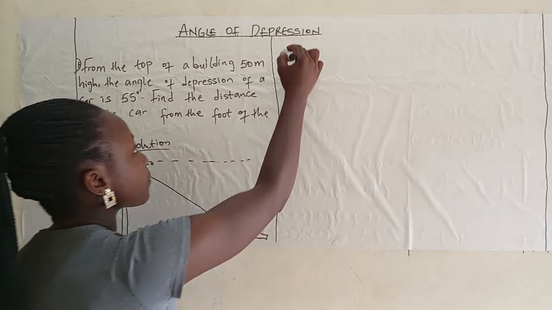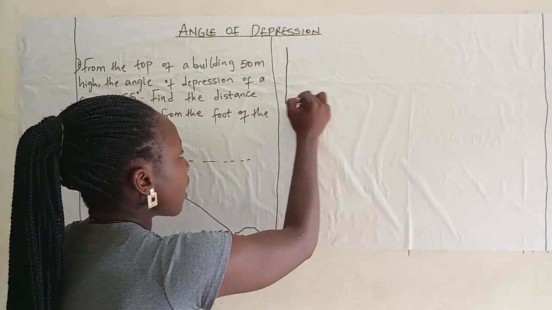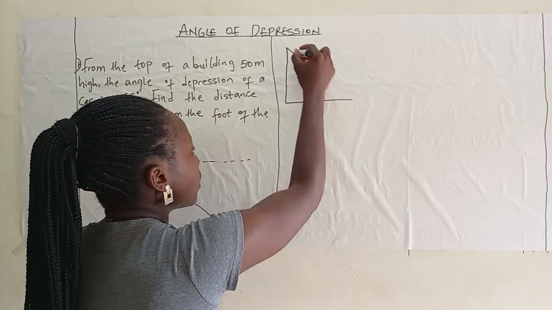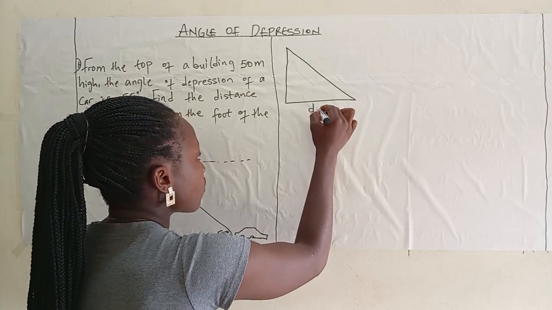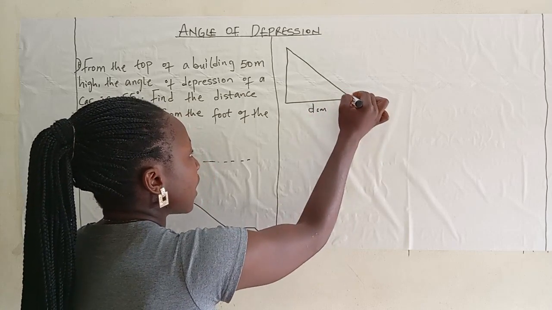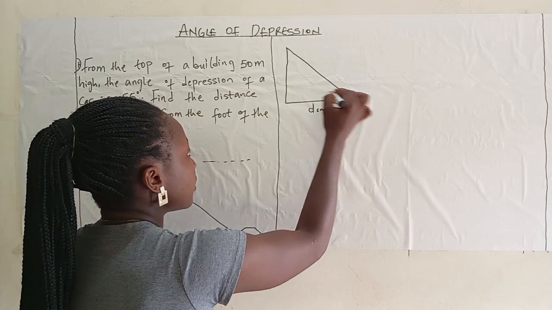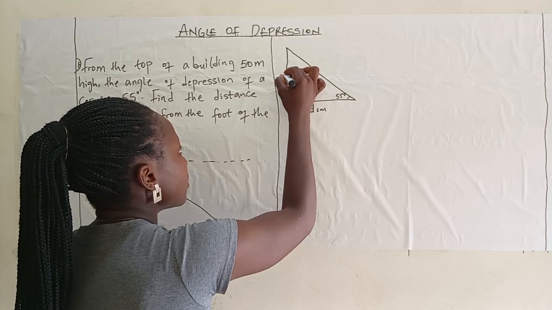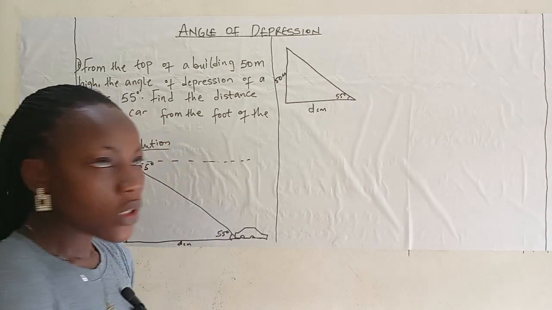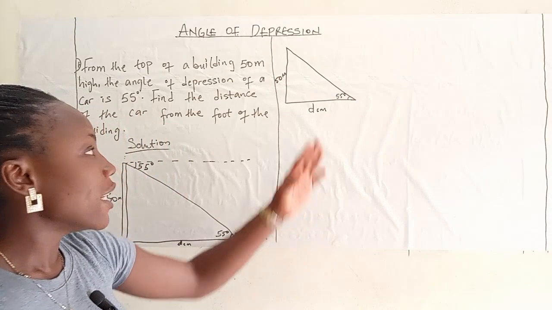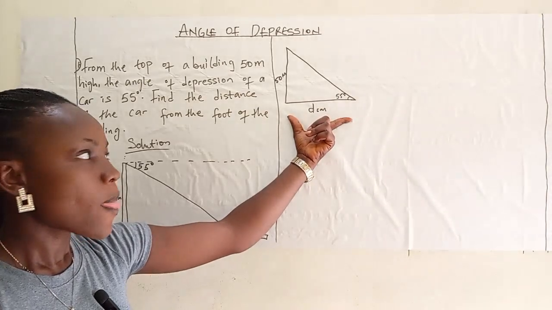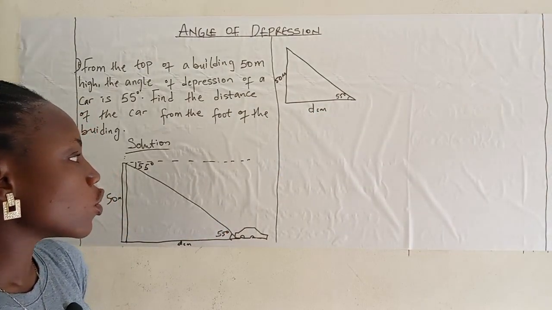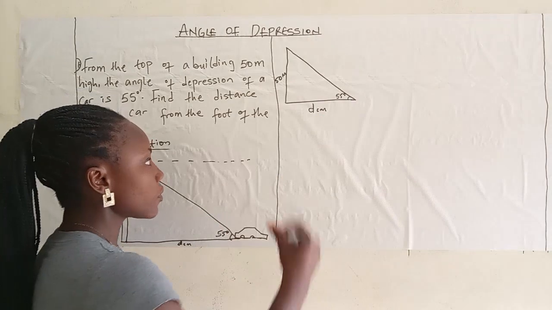Now let's draw it out and see how the diagram is looking. Our car is here. Here is where we are asked to find. The angle here is 55 degrees, while here is 50 meters. All right. Now, I believe that you will be able to solve it from this point. Here, I'm going to introduce SOHCAHTOA.